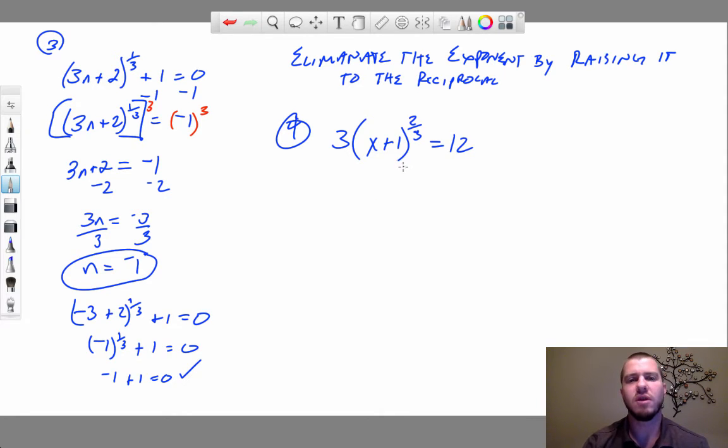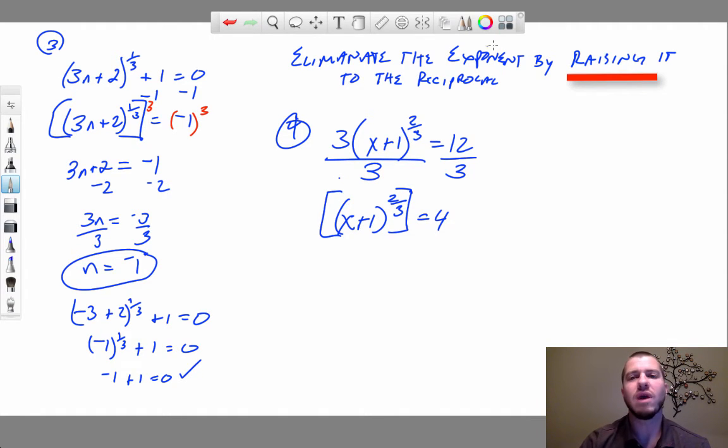And so I have one more example of this. Same thing, I got to get whatever's being raised to the exponent by itself. So this 3 is not being raised to the exponent, and it's being multiplied to that parentheses, so I'm going to divide by 3. And I have x plus 1 raised to the 2/3 is equal to 4. And now what I have to do is eliminate that exponent by raising it to the reciprocal. So I'm going to raise both sides to 3/2.